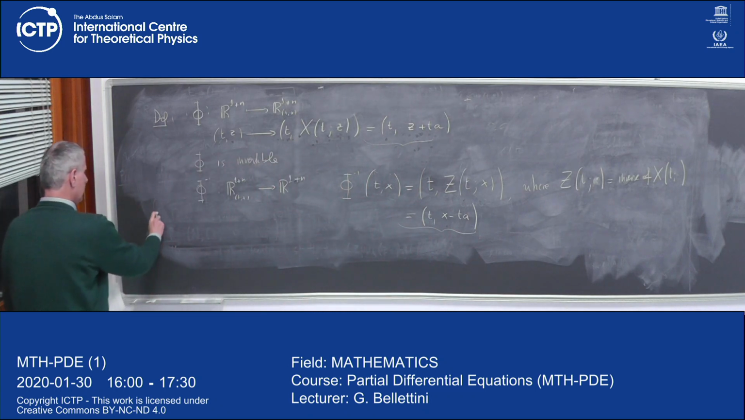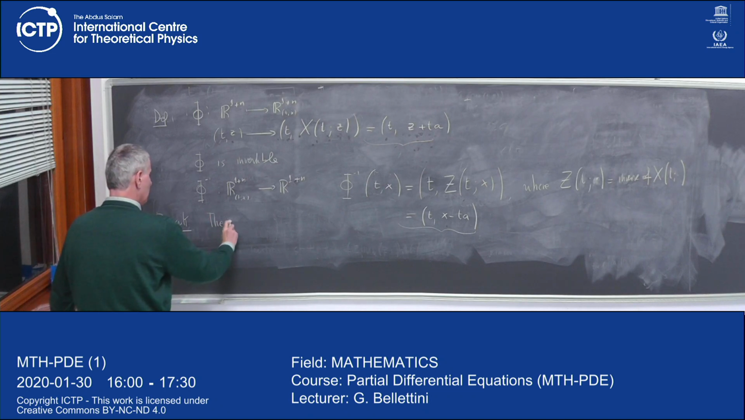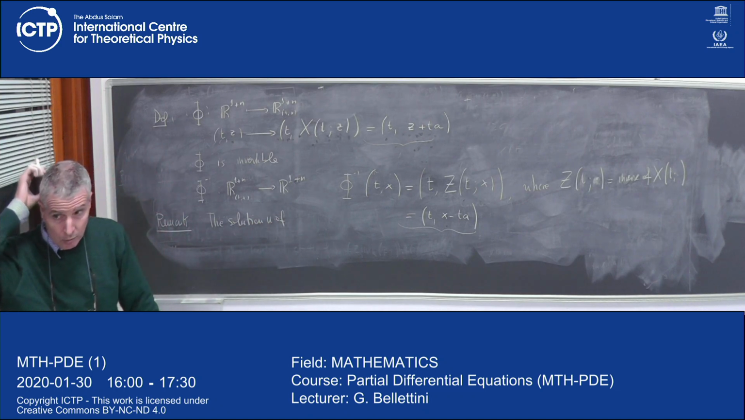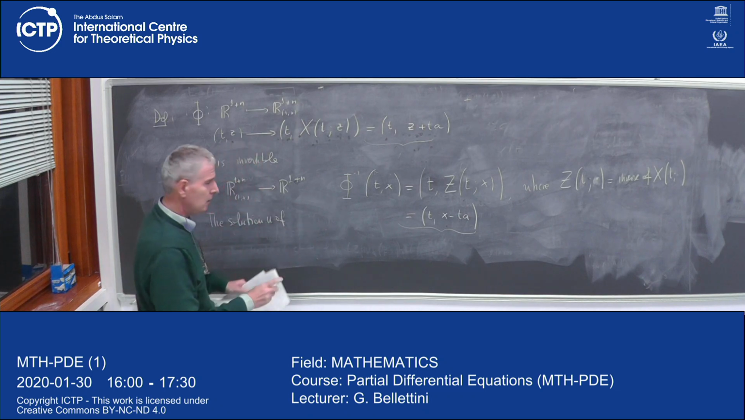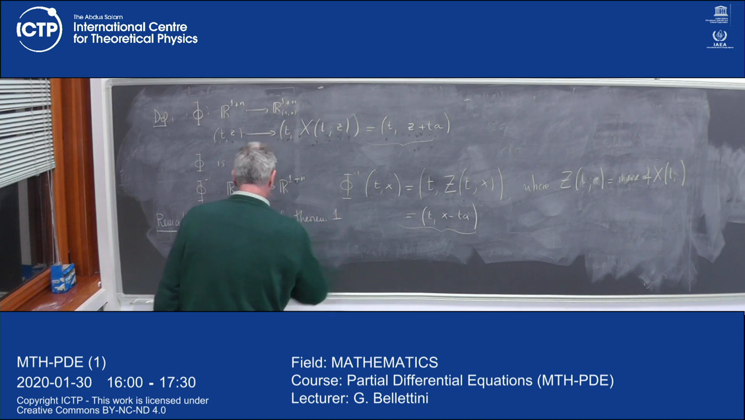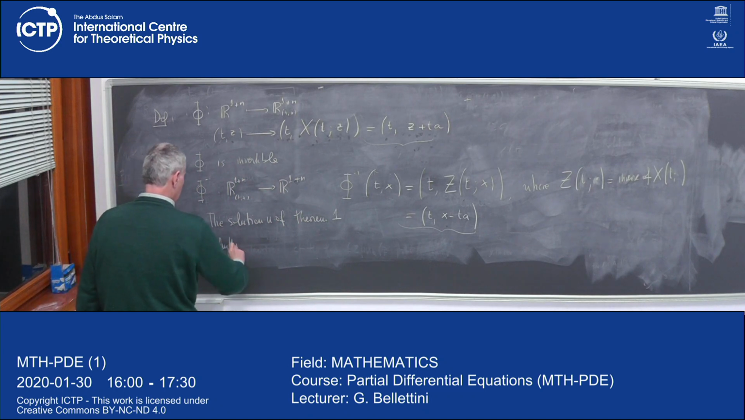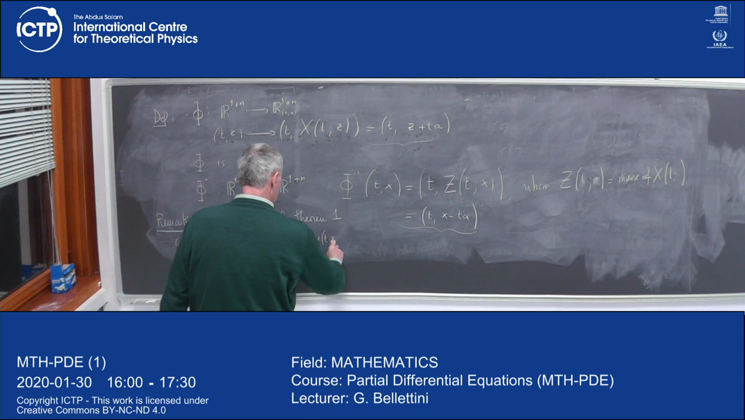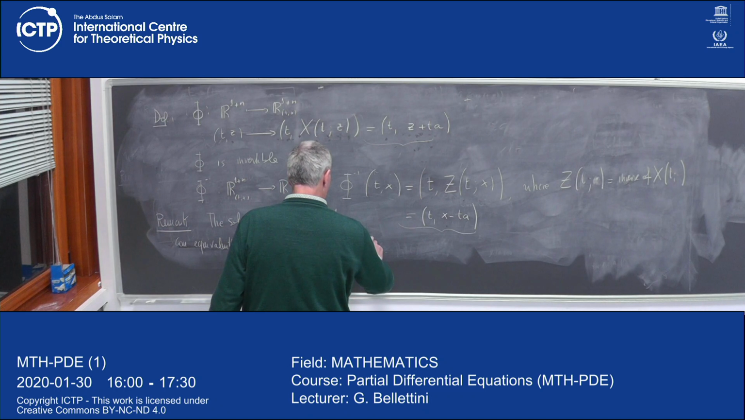But the remark which makes this rather interesting is the following: the solution U of theorem 1, the theorem that we made on existence, uniqueness, and representation, can also be written equivalently as U of Tx equals Y of T, Z of Tx.